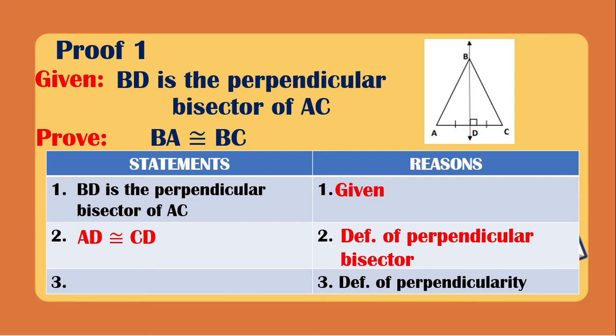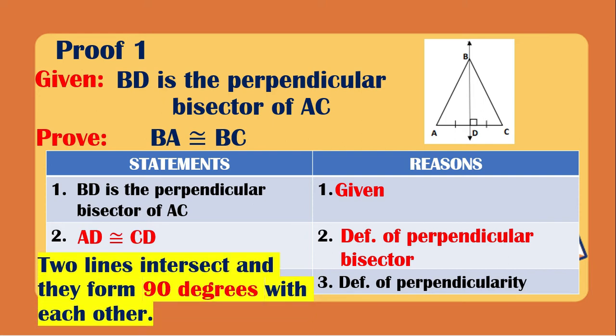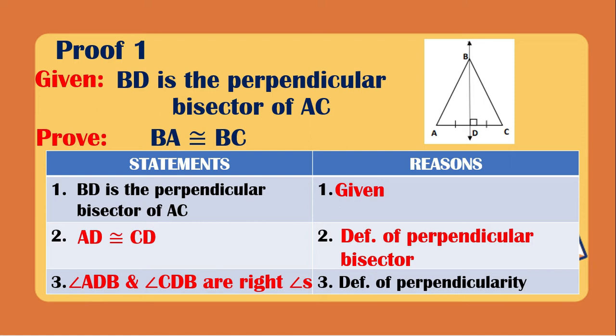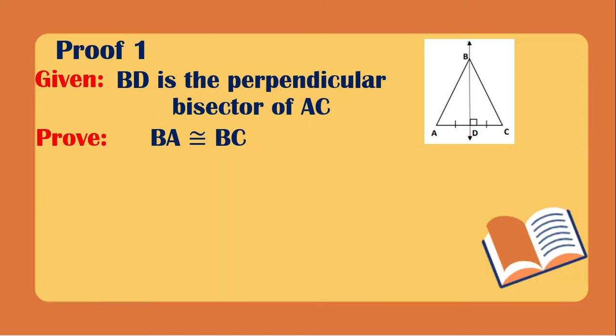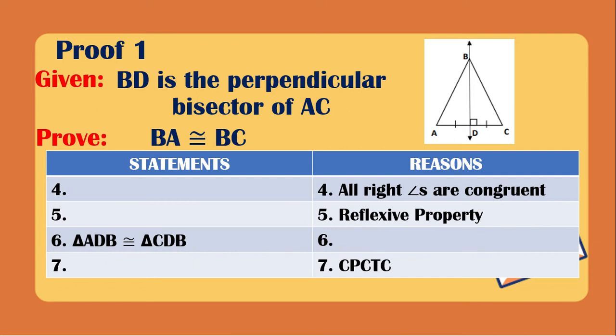The next reason is definition of perpendicularity. First, let us define perpendicularity. These are two lines that intersect and form 90 degrees or a right angle with each other. So looking at the figure, what are the two right angles created? We have angle ADB and angle CDB, which are the right angles. Let's have the continuation. For the fourth reason, all right angles are congruent. So what are the two right angles which are congruent in this example? We have angle ADB is congruent to angle CDB. And then for the fifth reason, we have reflexive property. Which side is being shared by both triangles? We have side BD is congruent to BD.